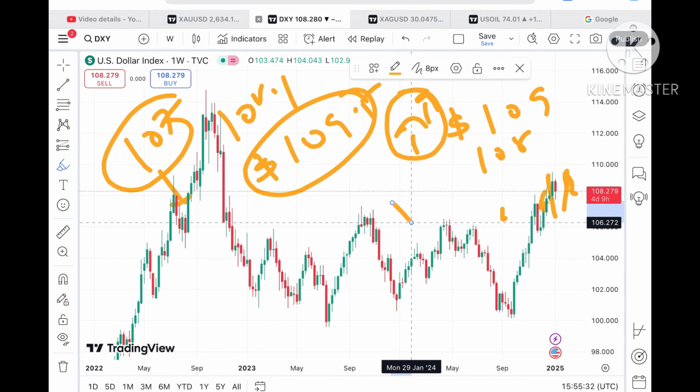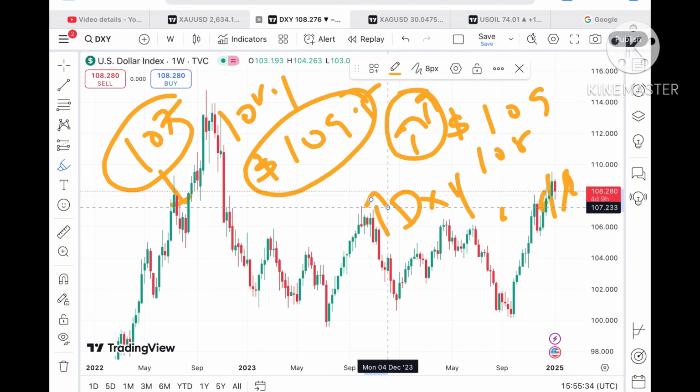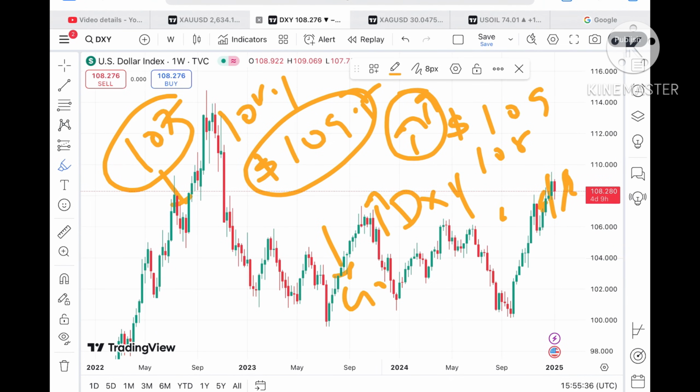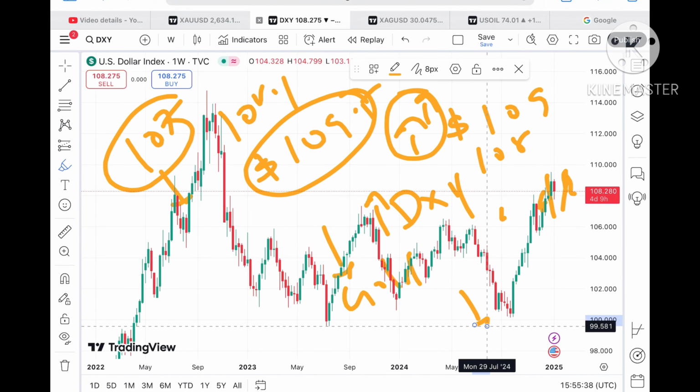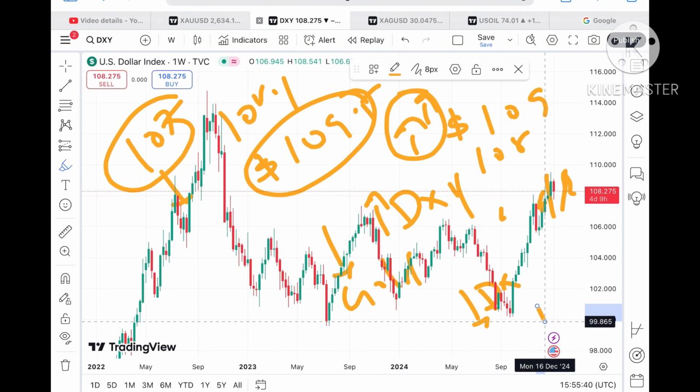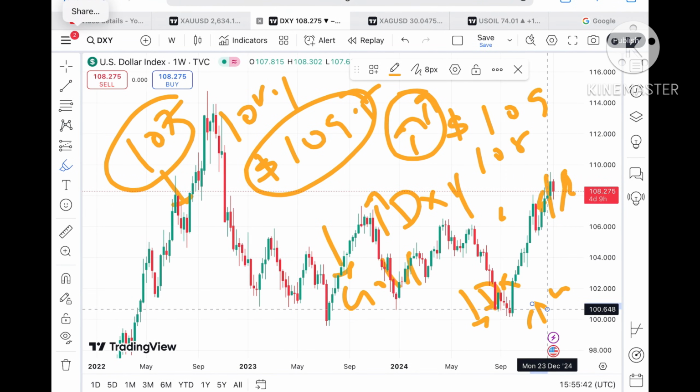So when the dollar index starts going upside, we will see the gold price come down. Similarly, if the dollar index starts going down, we will see the gold price go up. This is what we can see.